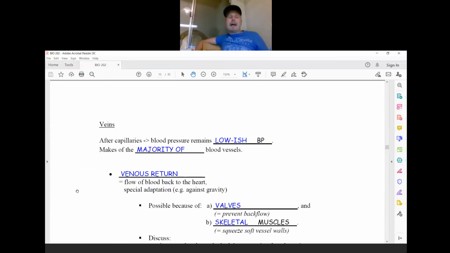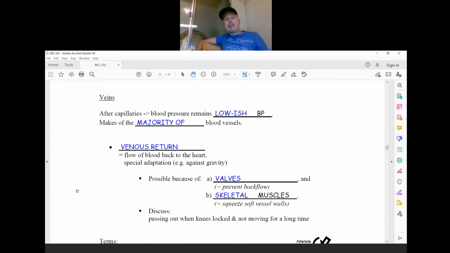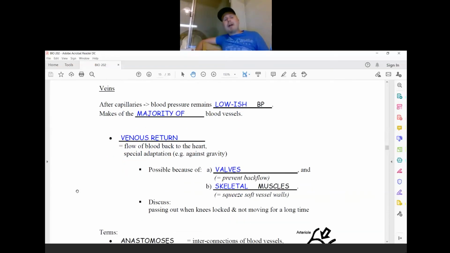Our veins have lowish blood pressure. It actually picks up the blood pressure a little bit from what we had at the capillaries, but it still remains fairly low. So you remember the big thing is that we need to drop the blood pressure before we get the capillaries so we don't break their wall. And actually, majority of your blood vessels are going to be veins.